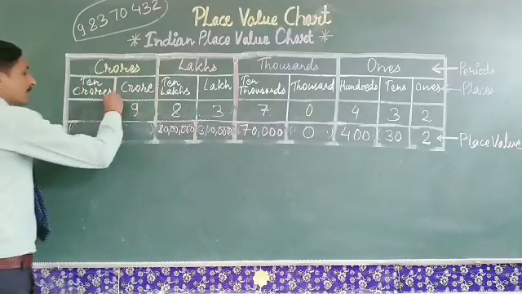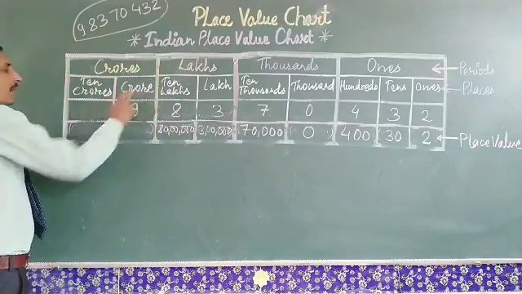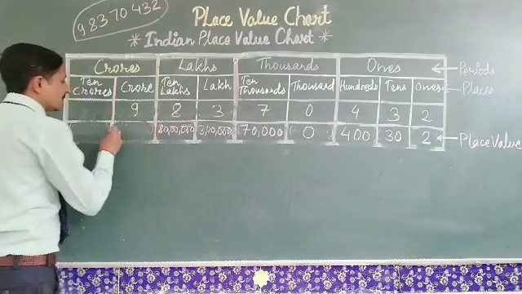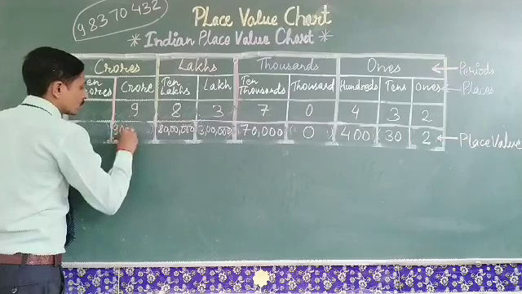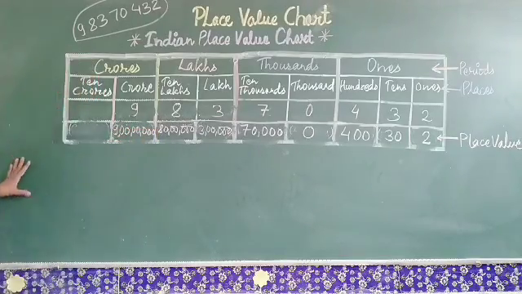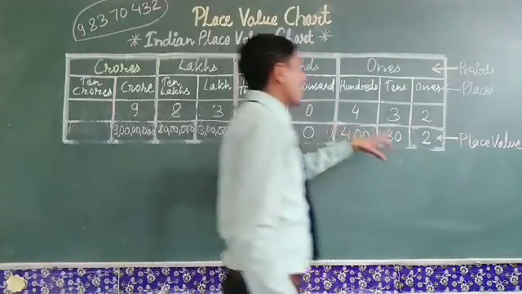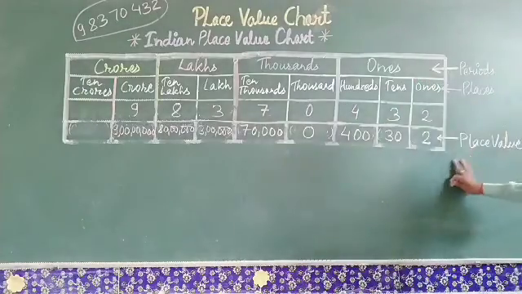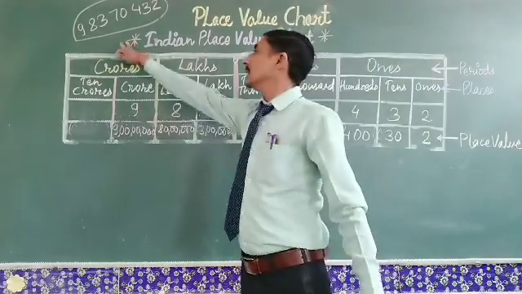And in the same way, 9 falls in crores place. That's why the place value of 9 is 9 multiplied by 1 crore, which equals 9 crore. So in this way, these are the place values of the digits of the given number.